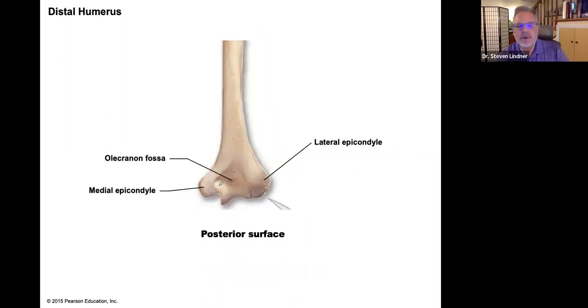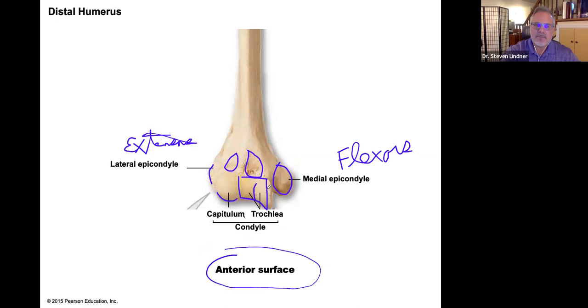On the posterior side, there's only one fossa. That's the olecranon fossa. And again, we have that large medial epicondyle and not as prominent lateral epicondyle.